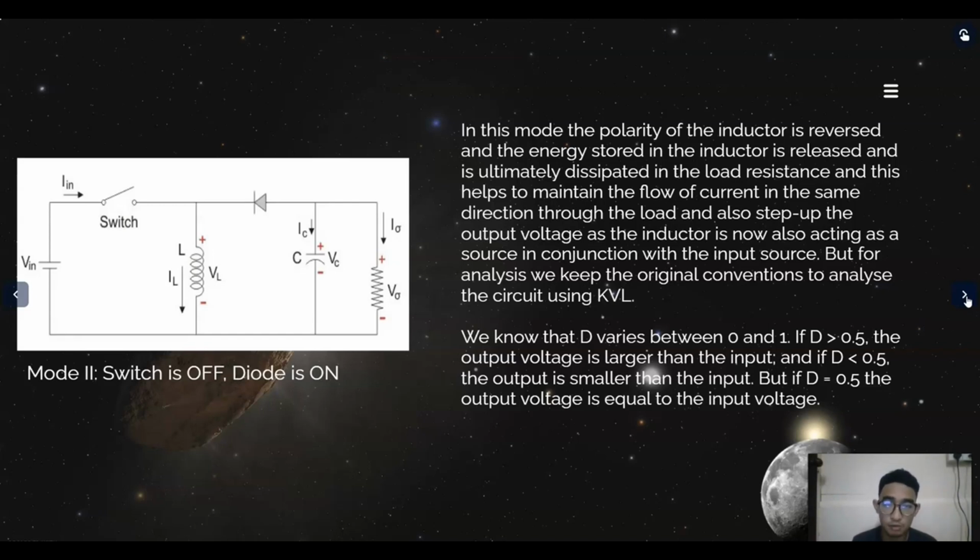But for analysis, we keep the original conventions to analyze the circuit using KVL. We know that D varies between 0 and 1. If D is bigger than 0.5, the output voltage is larger than the input. If D is smaller than 0.5, the output is smaller than the input. But if D equals 0.5, the output voltage is equal to the input voltage.